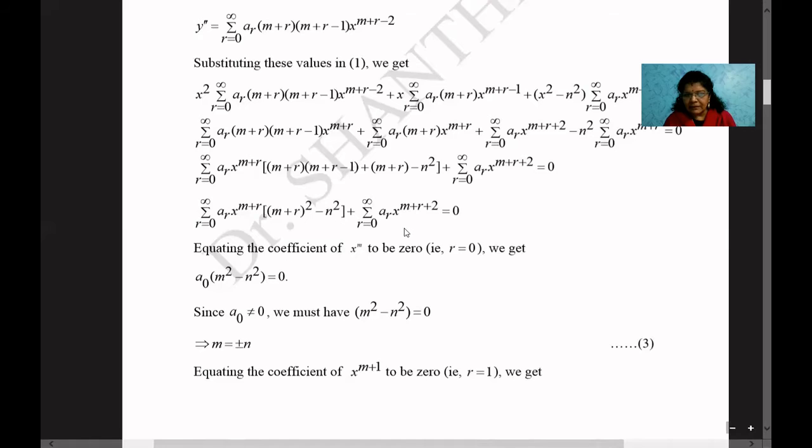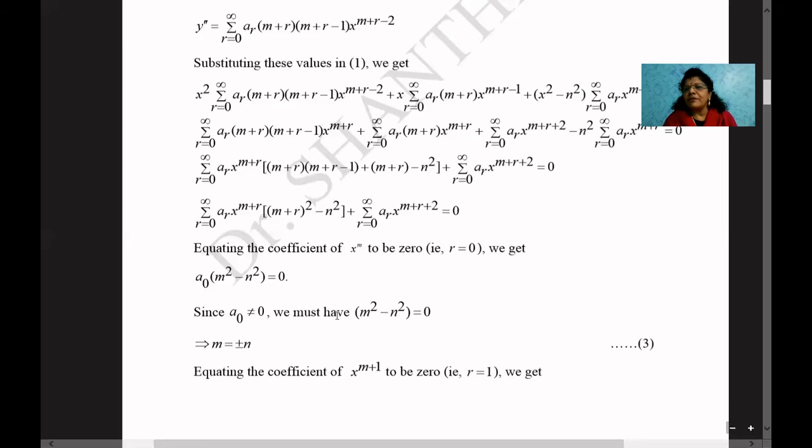So the second term will vanish if I am equating the coefficient of x power m. Thus we have a naught into m square minus n square equal to 0. The product of two terms equal to 0 means either the first term equal to 0 or the second term equal to 0. Means either a naught equal to 0 or m square minus n square equal to 0. But a naught cannot be equal to 0.